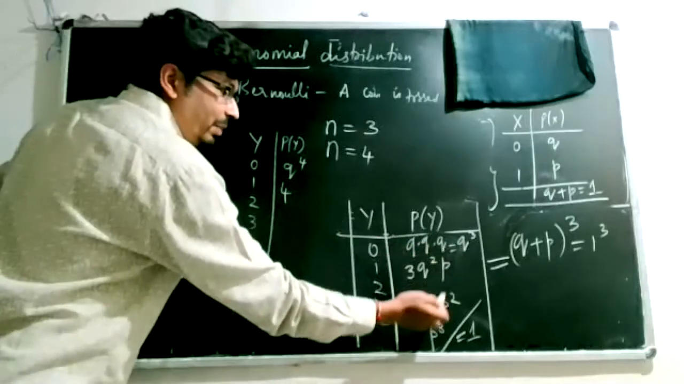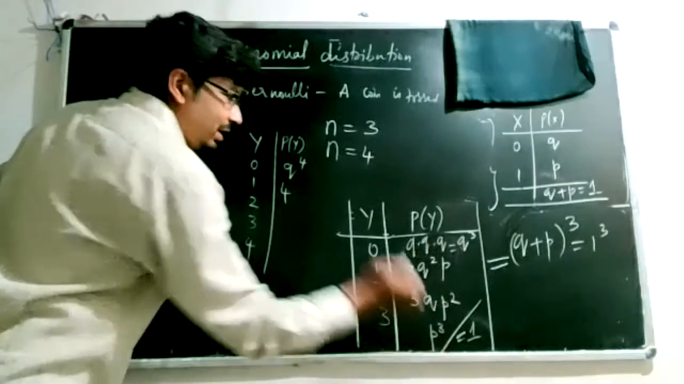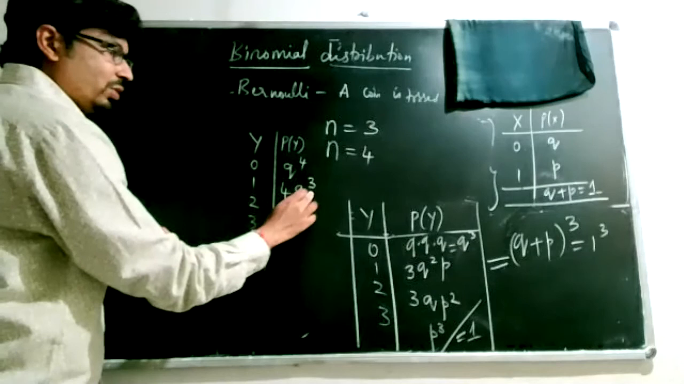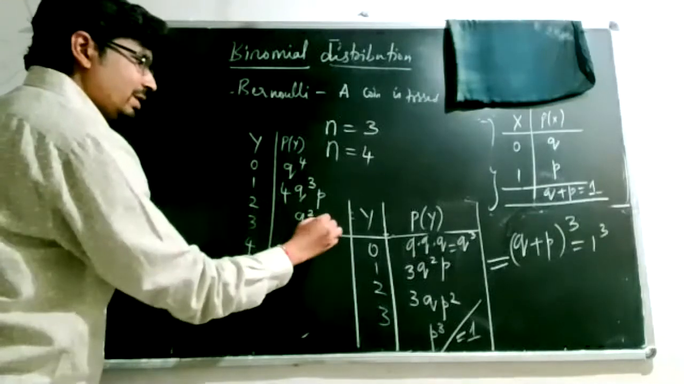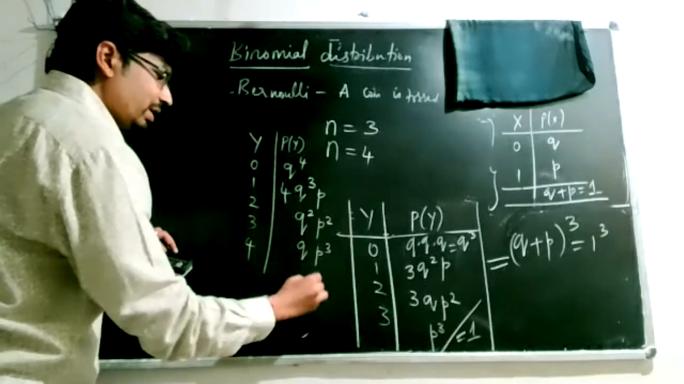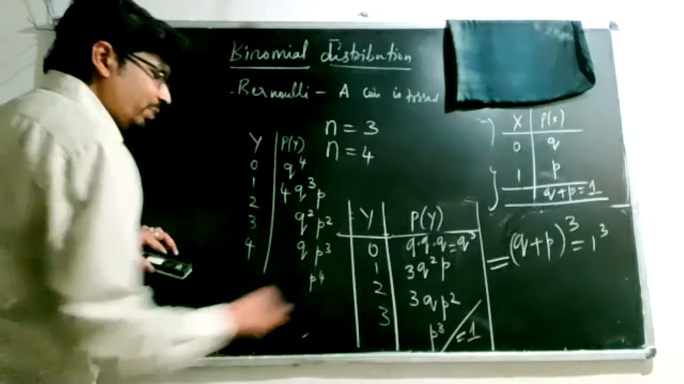Now just look into the pattern here. So your q is decreasing, the power of p is increasing. So the next probability must be q cube and p power 1. For the next case, q decreases, p increases. For the next case, q decreases, p increases. So next we'll have q power 0, which is nothing but 1. So I'll have p power 4.